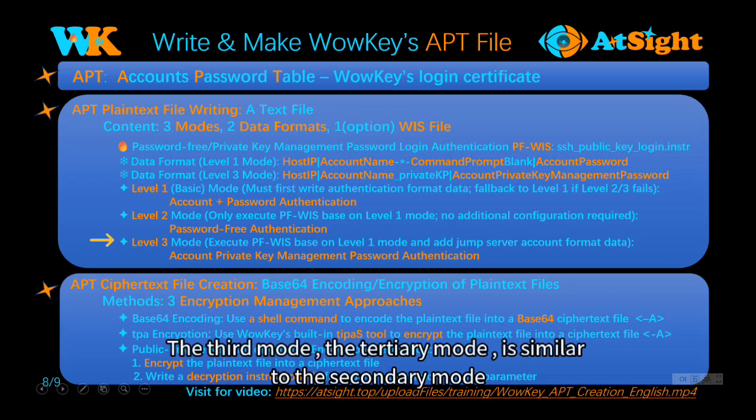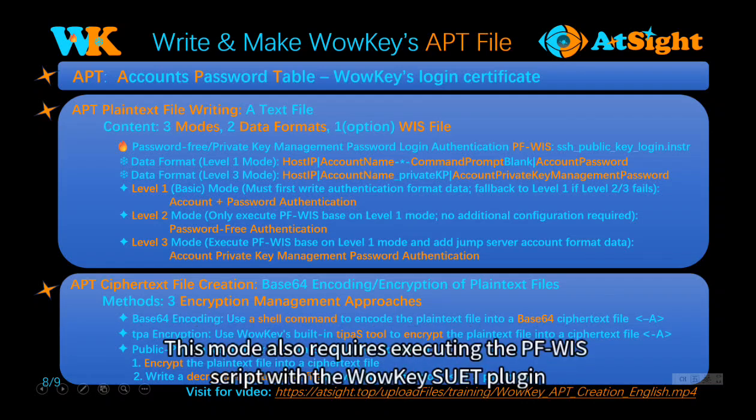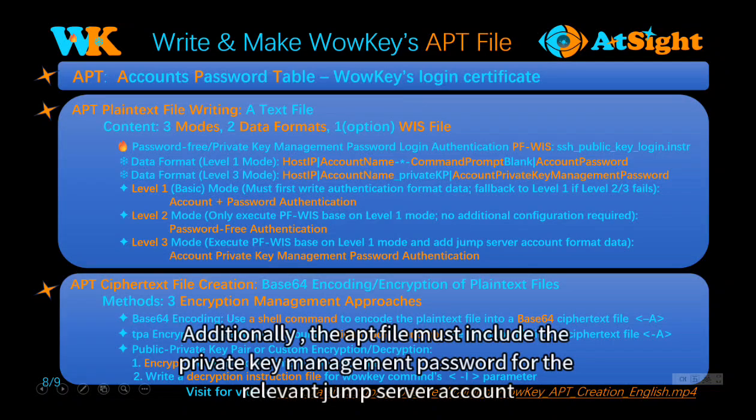The third mode, the tertiary mode, is similar to the secondary mode, but it involves authentication using a private key's management password on a jump server. This mode also requires executing the pfwis script with the WowKey Sweat plugin. Additionally, the APT file must include the private key management password for the relevant jump server account.